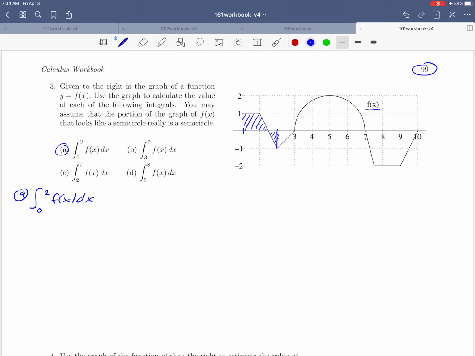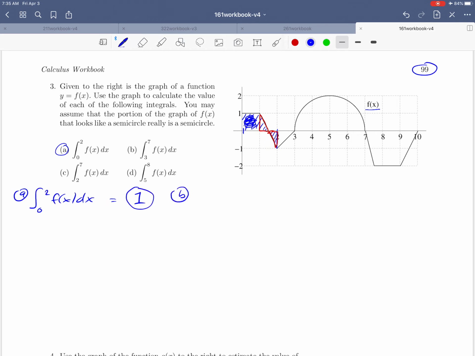Well, one thing that might help us with the calculation is to notice that that little triangle is repeated once above and once below, so those two triangles are going to cancel each other. And so the net area that we're going to get from 0 to 2 is just the area of the square that we're seeing over here to the left, and we can see that that area is 1. Okay, so that should be our answer to part A.